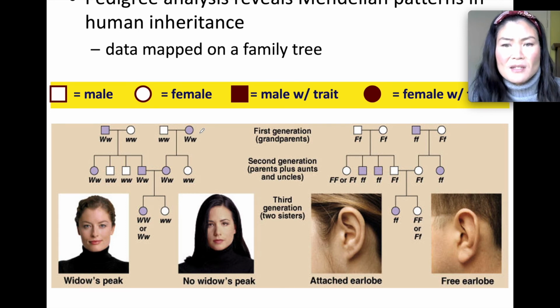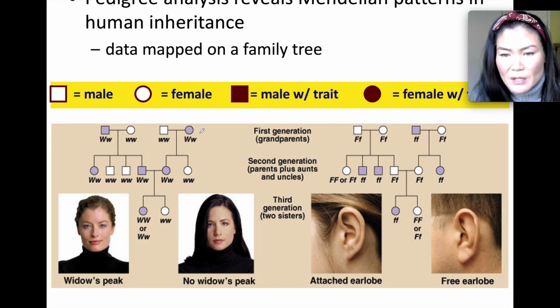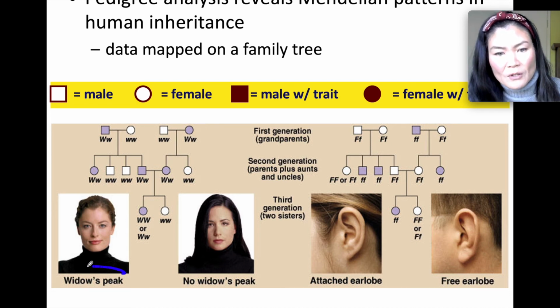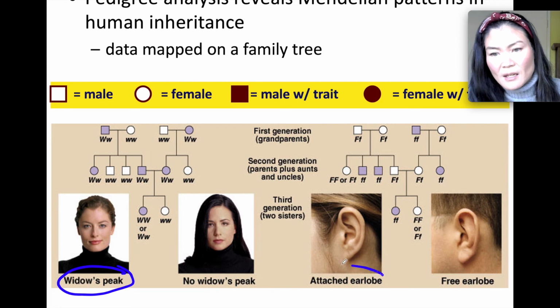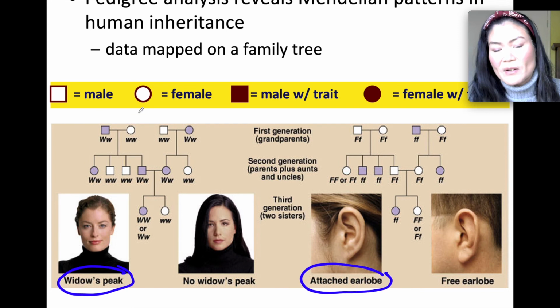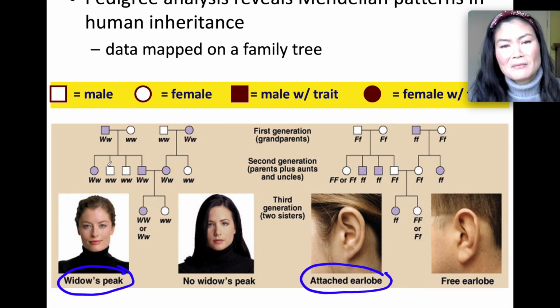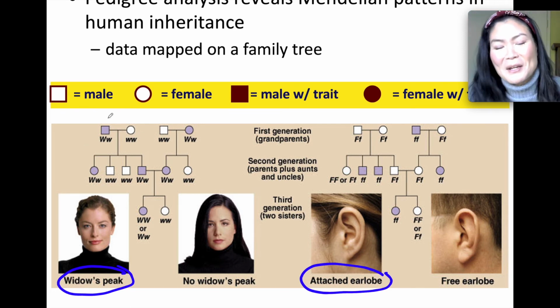In this case, these 2 pedigrees are referring to having a widow's peak or having an attached earlobe. Those are the 2 traits being studied in these pedigrees. So widow's peak. I have a widow's peak. Do you guys see that? It goes down, okay, in the middle. It's so annoying. I don't really like it.